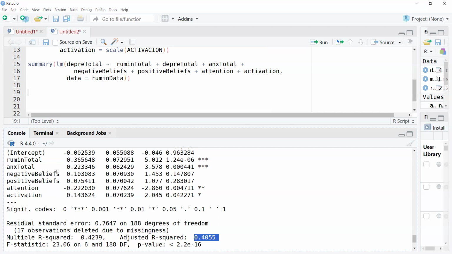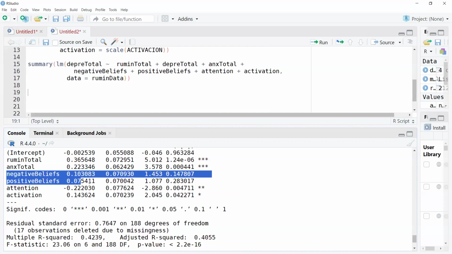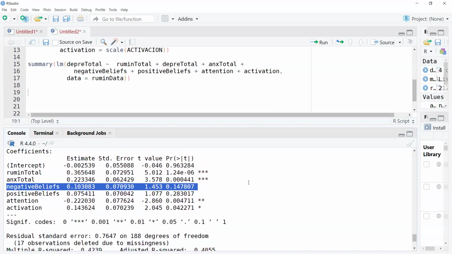And as I said, I was expecting to see a larger relationship between negative beliefs and positive beliefs about rumination with depression. And look at that. It's only 0.10 and 0.07, and this one is almost 0. So the metacognitive part that I wanted to measure didn't work. Or the theory is wrong. I don't know. It could be my bad or something's wrong.